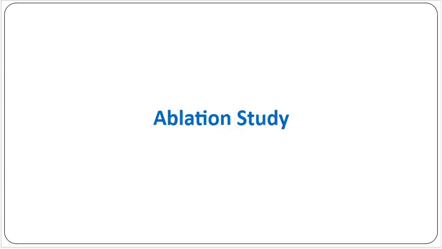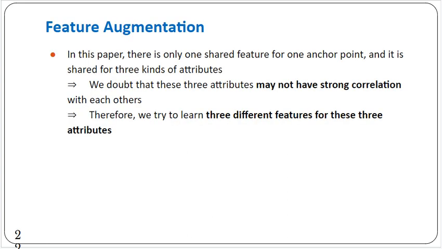After talking about the experiment which the author did, let's talk about the ablation study we did. What we did is the feature augmentation. In this paper, there is only one shared feature for one anchor point, and it is shared for three kinds of attributes. Without that, these three attributes may not have strong correlation with each other, so we try to learn three different features for these three attributes.